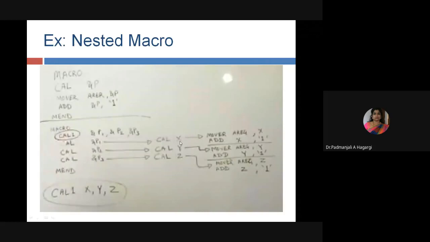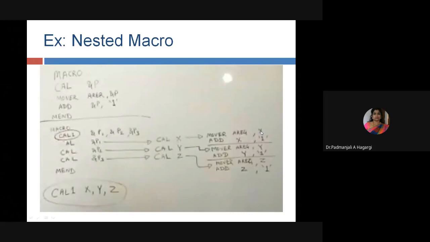See here. During the expansion time, this happens in pass two. In pass two, all the macro invocations will be expanded and processed. This is how it is getting expanded. In call, this is the first macro. The same macro the first time, second time, third time, but it is being expanded with different positional parameters.